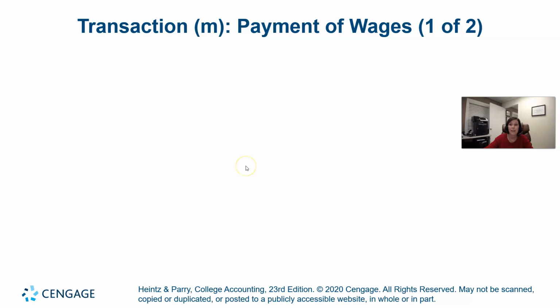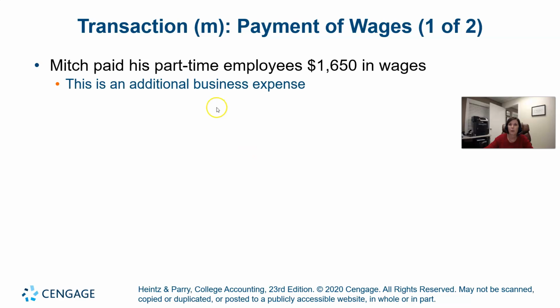Now we're going to pay some folks. I don't think Mitch pays very well, but anyway, Mitch paid his part-time employees $1,650 in wages. Now this is going to be an overly simplified example of paying wages. When we get into the payroll in later chapters, this will get much more complicated, but for the purposes of illustration, we're just going to keep it very, very simple.